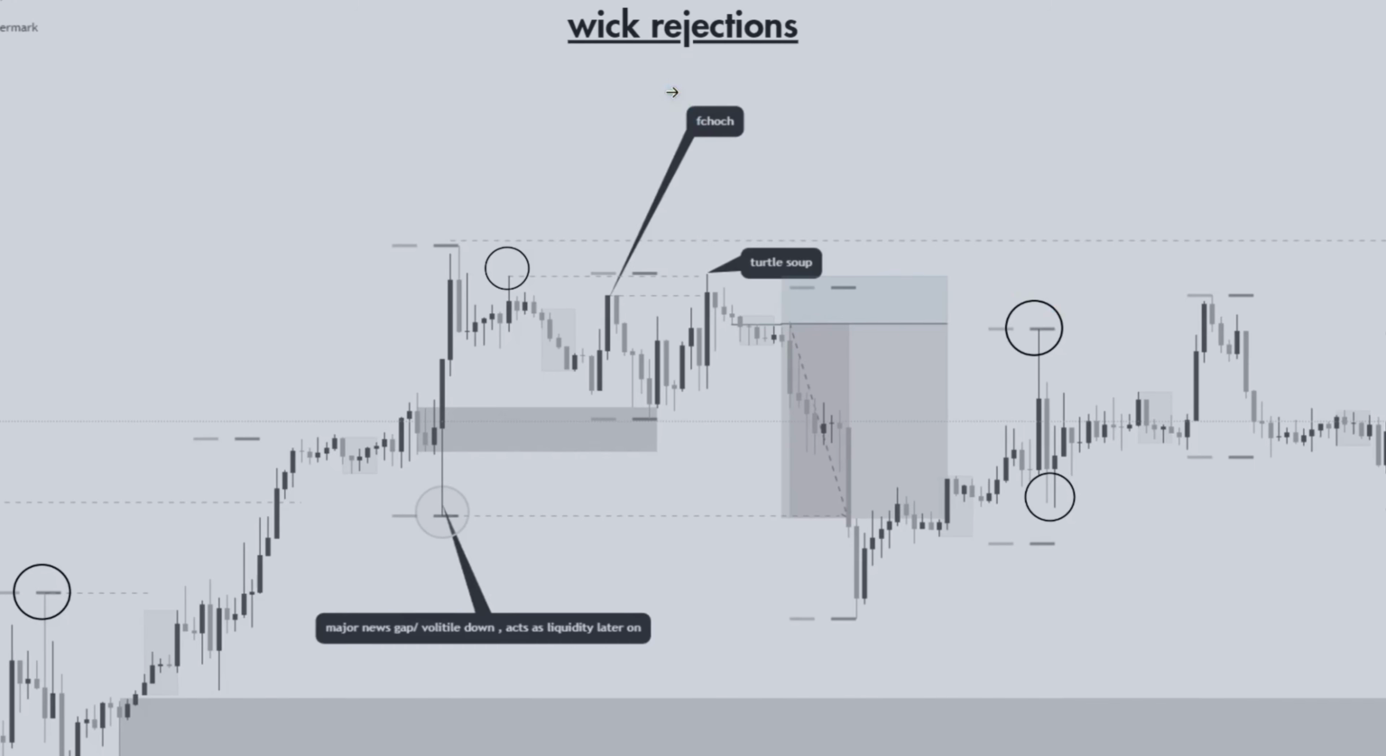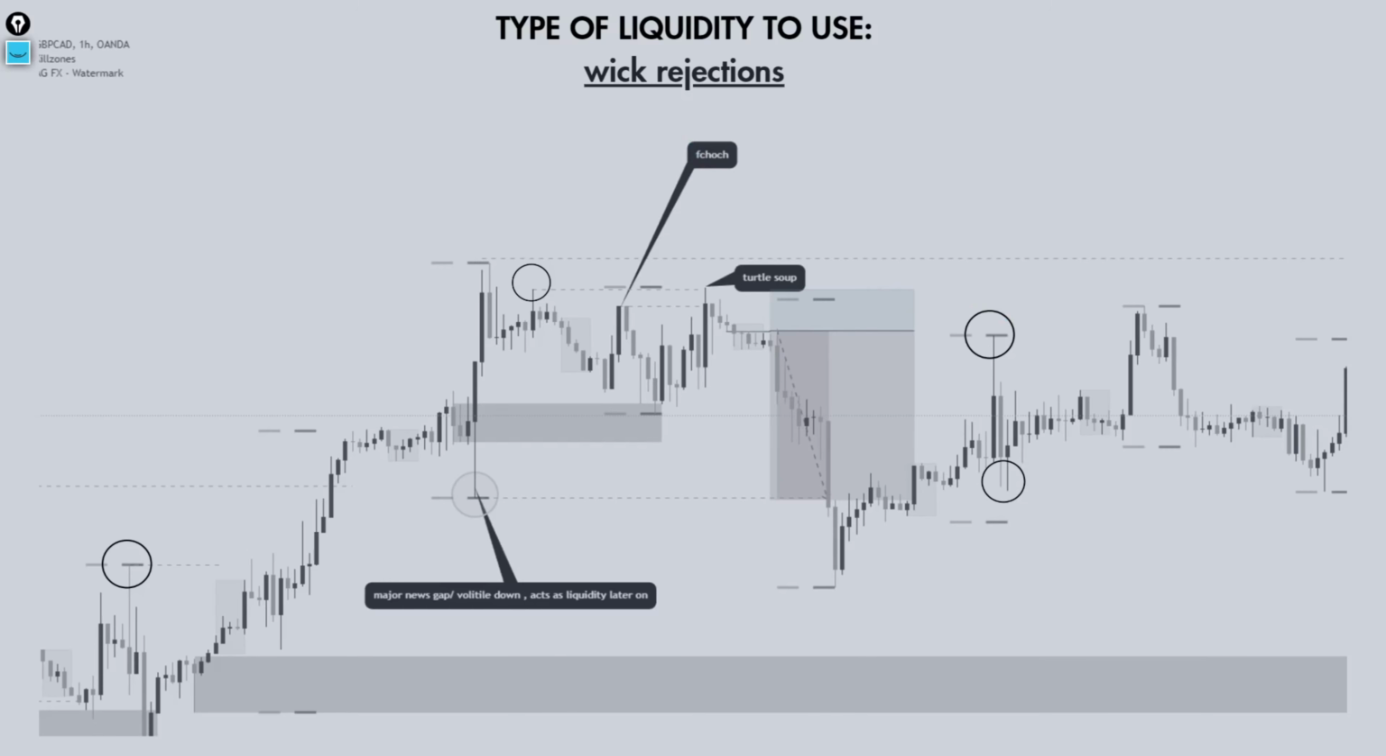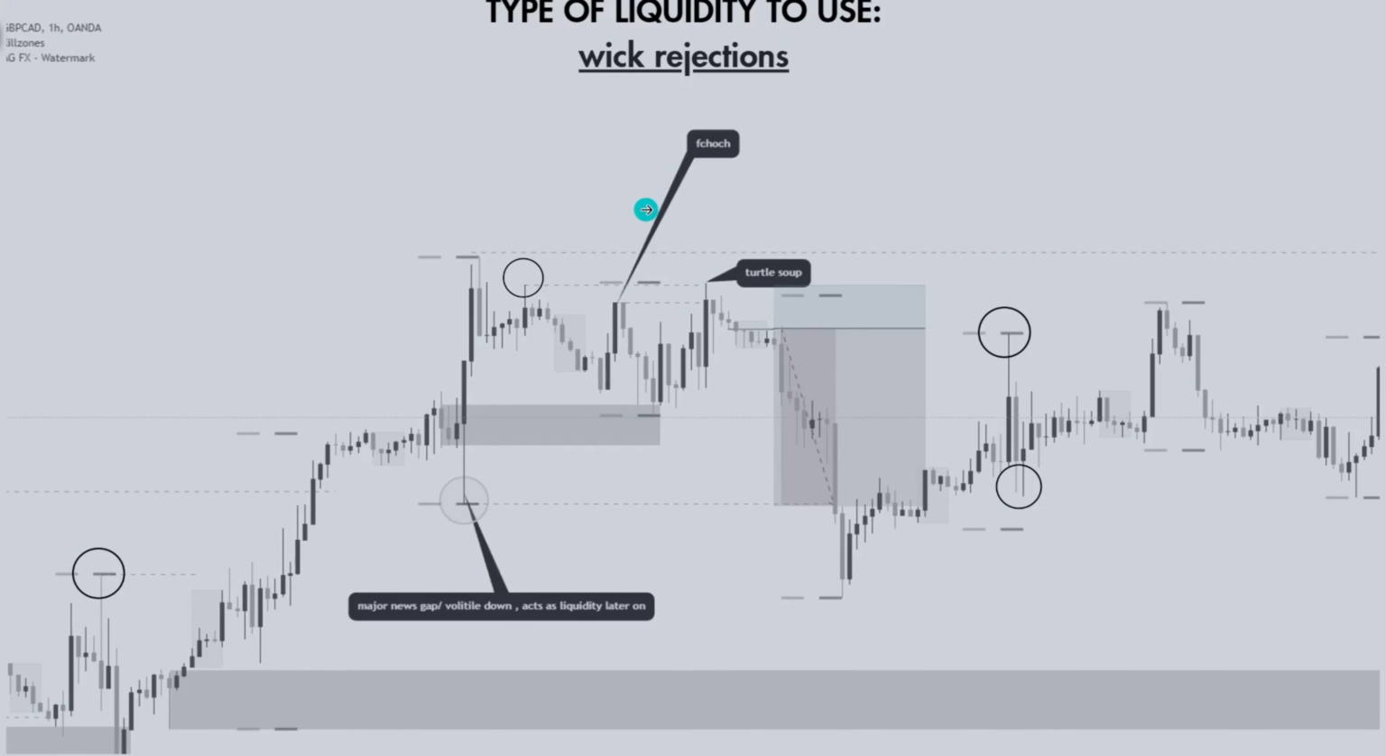This is the most important point. I want you guys to fully focus on this. The type of liquidity that you guys want to be focusing on is wick rejections, okay guys?